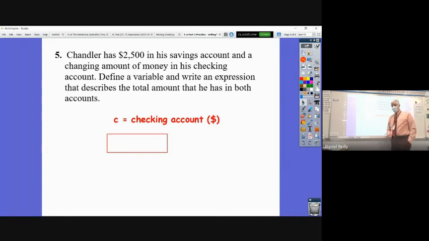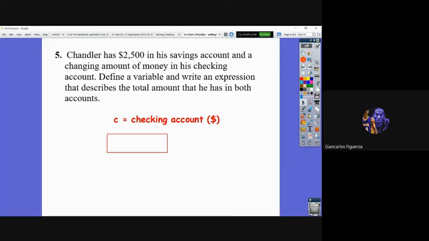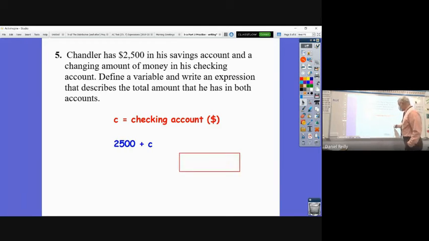If he has C dollars in his checking account, $2,500 plus C? That's it. 2,500 plus C. Okay. That's the answer. An expression that describes the total amount that he has is 2,500 plus C. Simple, but hard, right?